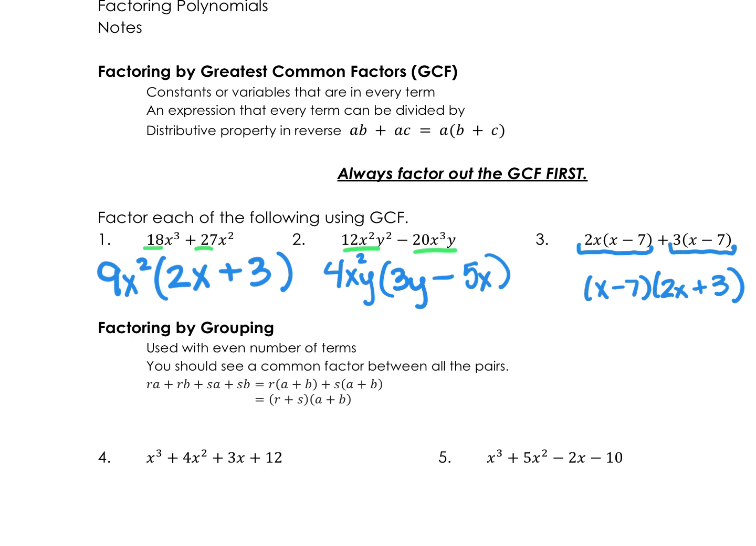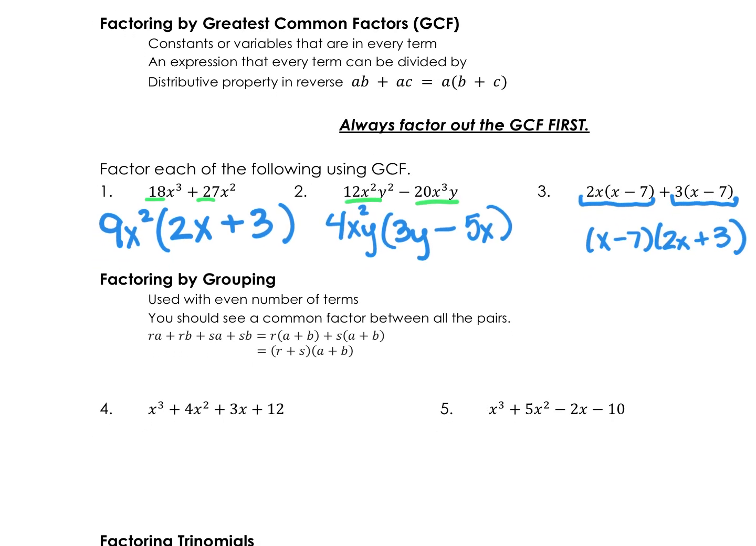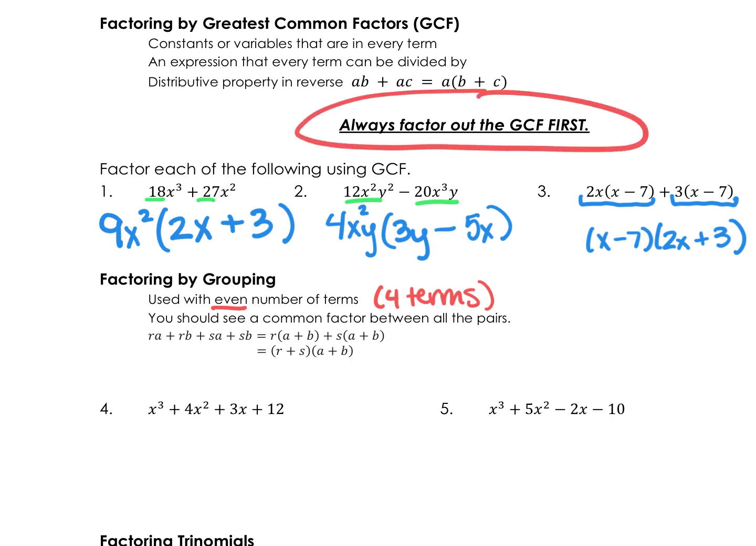Okay, so now we're going to move to factoring by grouping. Factoring by grouping, you can use whenever there's an even number of terms, but usually we're going to use this when you see 4 terms. So when you see 4 terms, you're always going to try factor by grouping. Now, no matter what kind of factoring you should do, you should always factor out a GCF first. If there is a greatest common factor, that should be what you do first, okay?